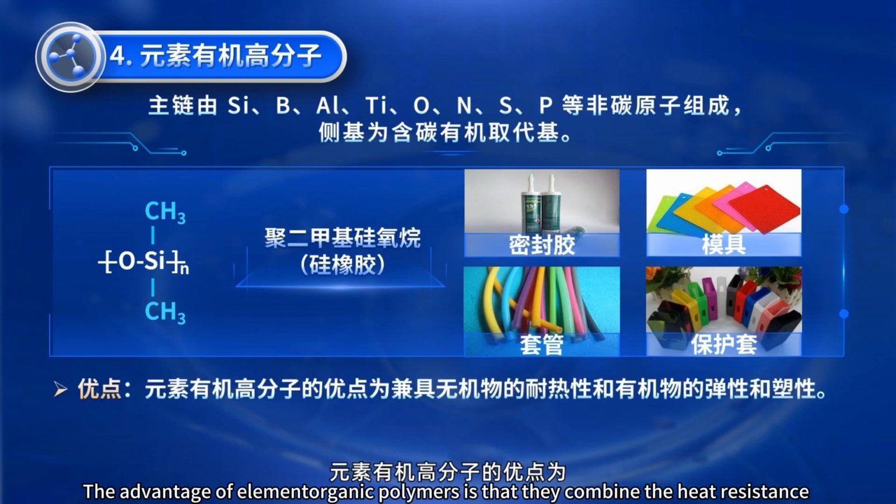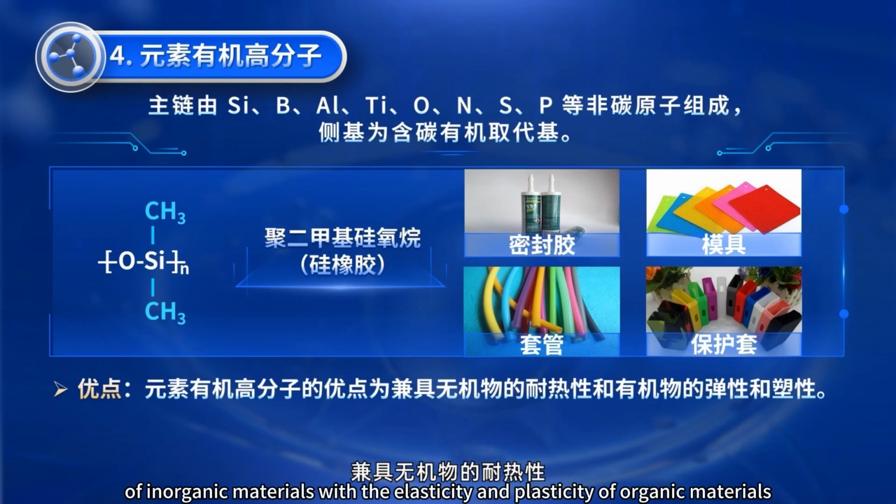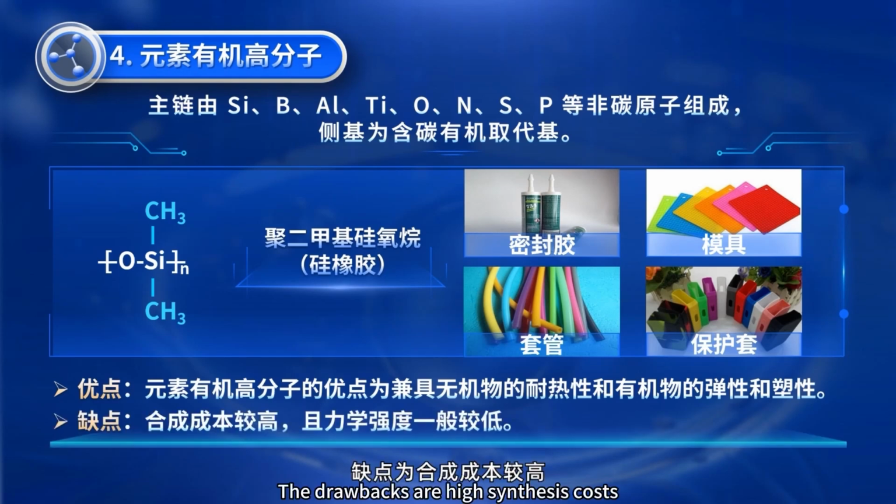The advantage of element organic polymers is that they combine the heat resistance of inorganic materials with the elasticity and plasticity of organic materials. The drawbacks are high synthesis costs and relatively low mechanical strength.